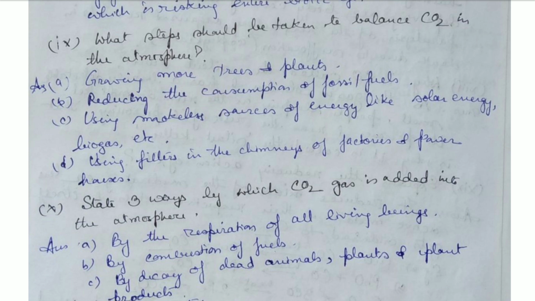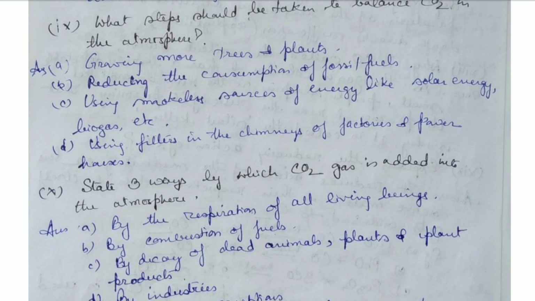We know that carbon dioxide evolves, it remains in the atmosphere, and if it increases it can cause global warming. So we need to balance the carbon dioxide in the atmosphere. For that we need to grow more trees and plants. We need to reduce the consumption of the fossil fuels, like petrol, kerosene.